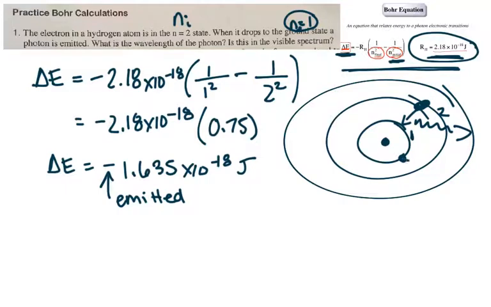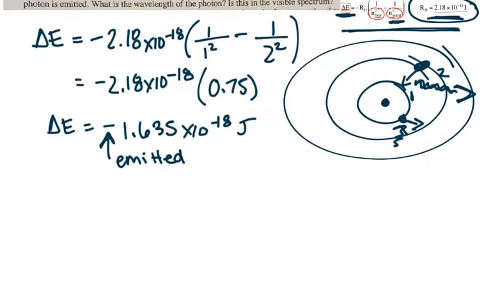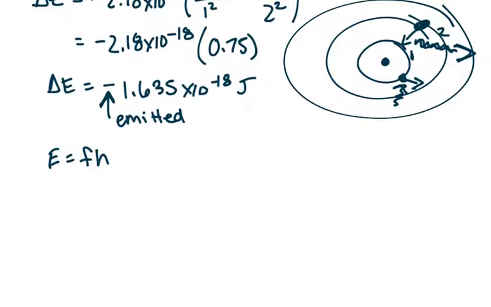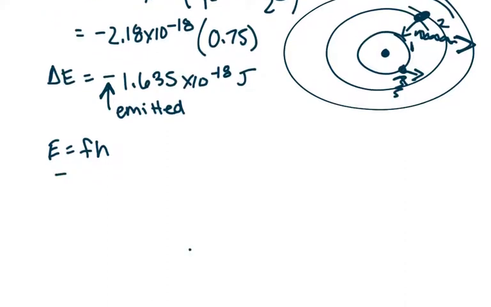If it's absorbing, like to go to a higher energy level, that means energy is going in. So since energy is going out, we then have the negative sign. If it was going in, it would be positive. So that negative is not going to carry over to our next equations. So we know our next equation is E equals the frequency times Planck's constant. So I know my E is negative, again, we're not carrying over the negative because that just means emitted.